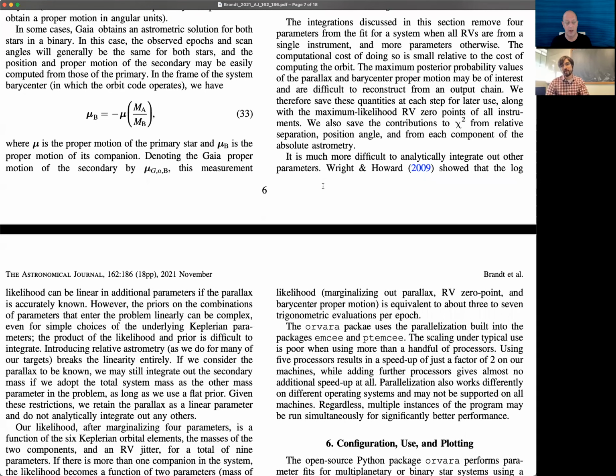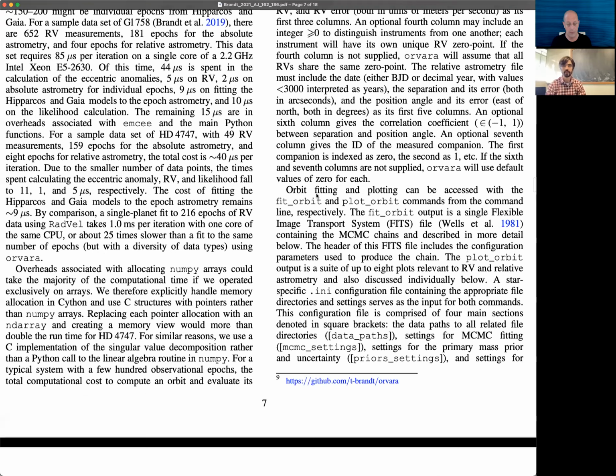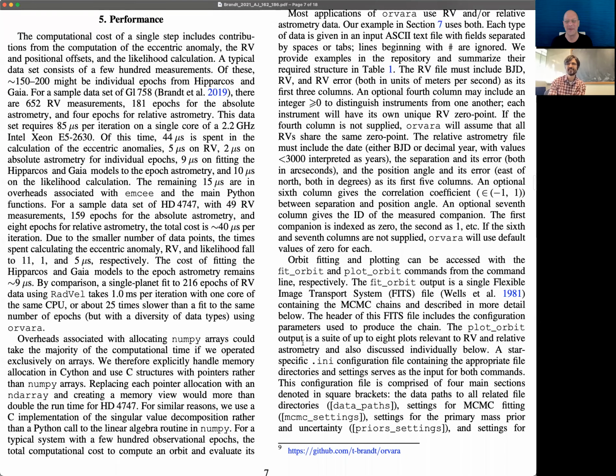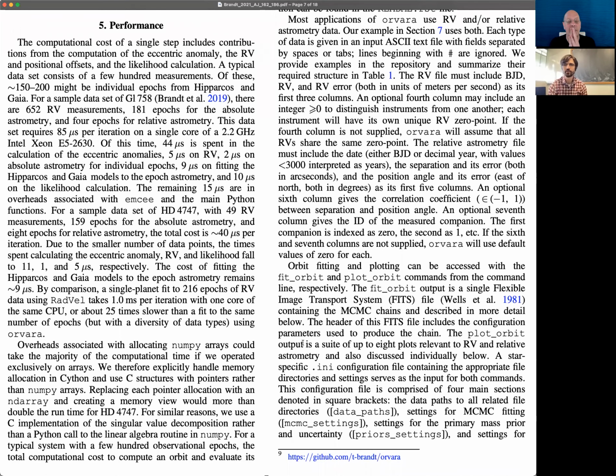So that's basically how the code actually works. And if you want to use it, you can download it from the GitHub page. You can install it. We've tested it on a variety of systems. And if it works for you, that's fantastic. If it doesn't work for you, we want to hear about it. So once you have your code installed, then you can fit some data.